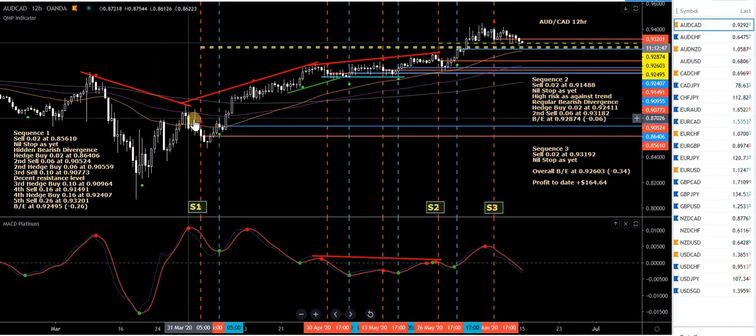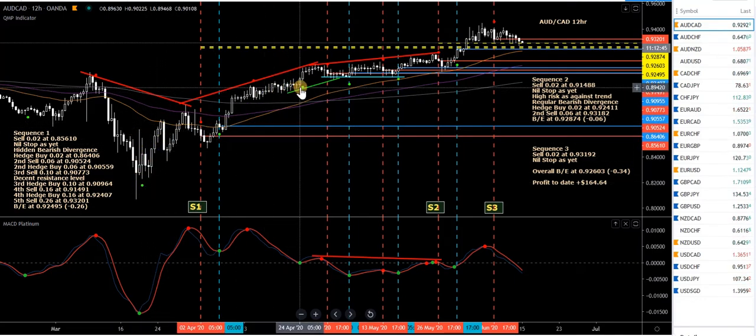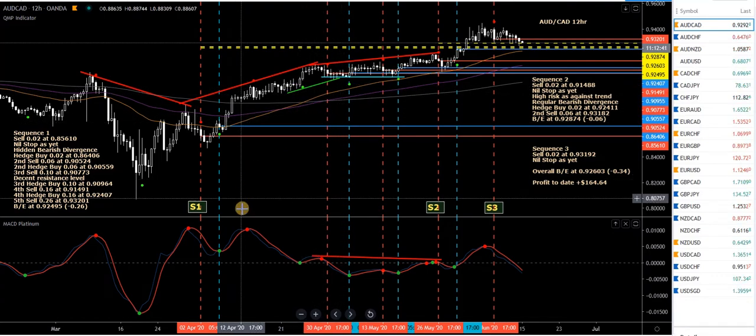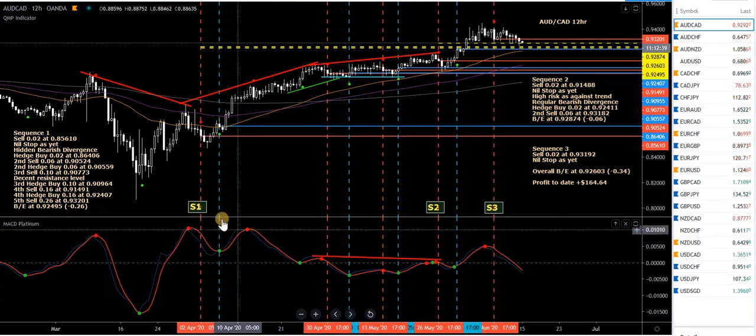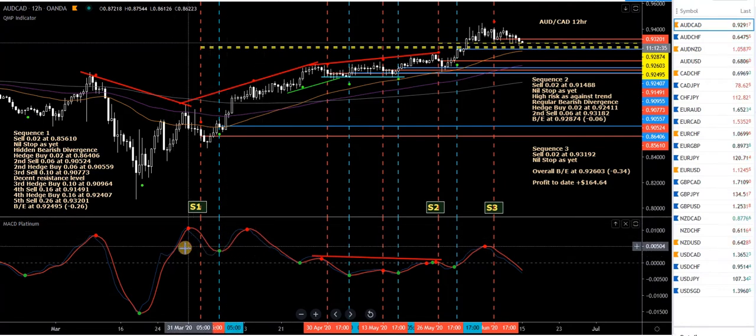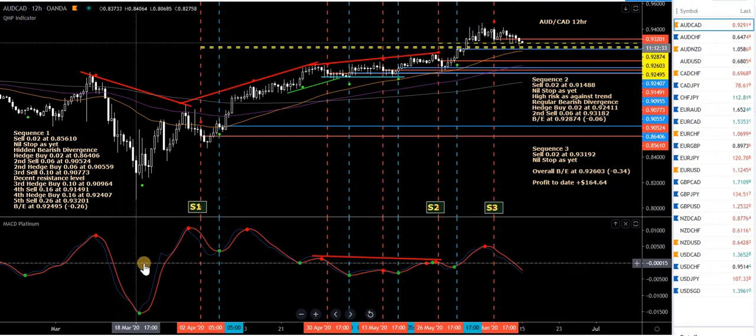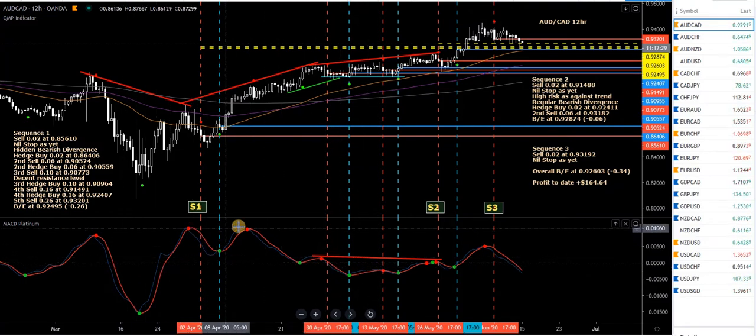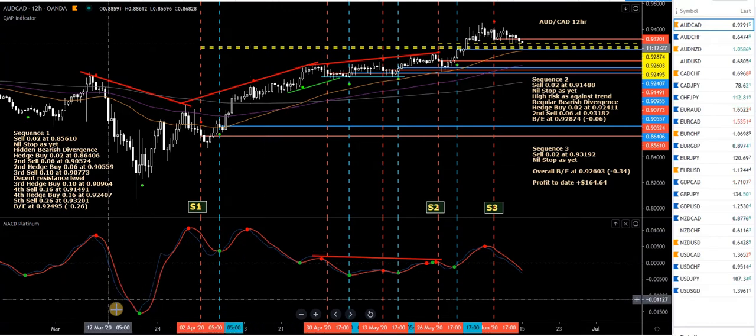The green and red dots on the price chart are a QMP filter. It's more of a visual aid. It's a combination of two other indicators. The first is the MACD Platinum, which is a zero lag MACD. Here we have a zero level. So basically with this, I'm looking to sell when it's above the zero level and buy when it's below the zero level.